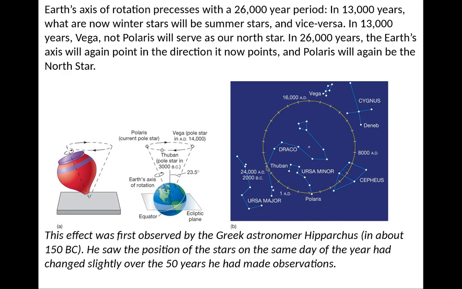Now, what's amazing about this, right, is that this effect was first discovered by the Greek astronomer Hipparchus, right, in about 150 BC. So it's around right about here or so, okay? And what he did was he saw the position of the sky on the same day of year had changed slightly over 50 years of observations. So he looked at the night sky every year for 50 years, and he knew the positions of the stars, and the stars in the sky move ever so slightly.